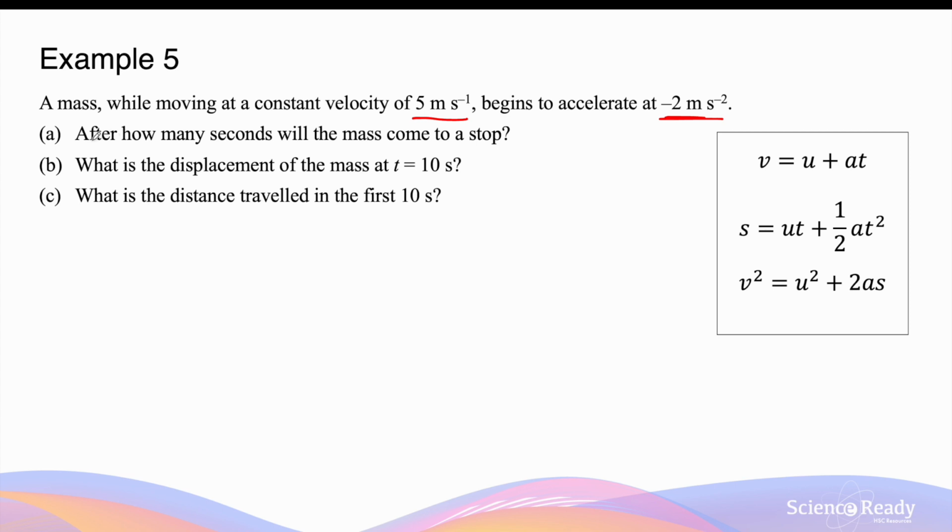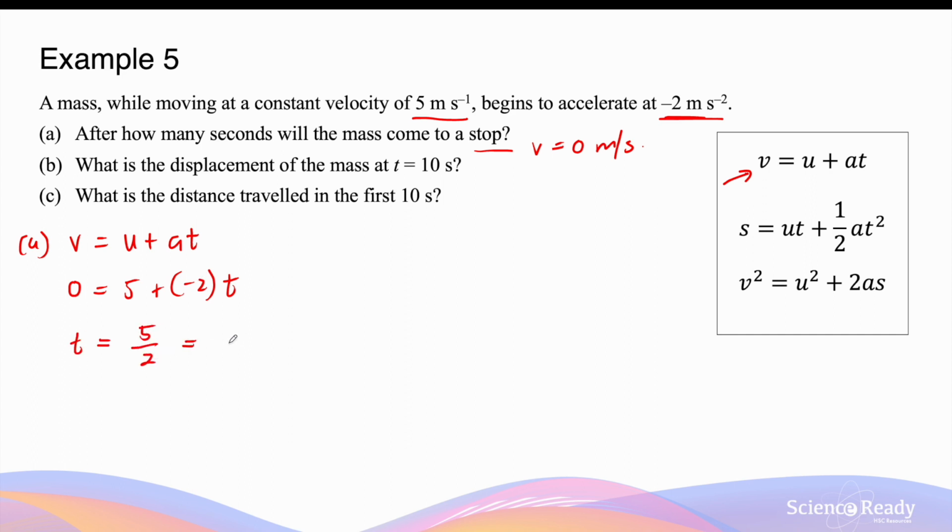Part A asks, after how many seconds will the mass come to a stop? That is, its velocity becomes 0 meters per second. So we can use the first equation because we're given the acceleration, we're given the initial velocity, and we are asked to find time. v equals u plus at. The final velocity is 0 because the question is asking when the mass will come to a stop, equals the initial velocity of 5 meters per second plus negative 2 times time. Negative 2 here is the acceleration. So time is equal to 5 over 2, which is 2.5 seconds.